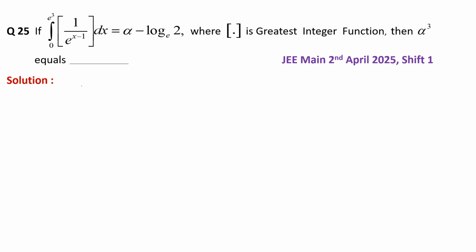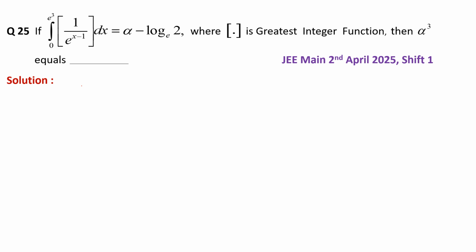It says if integral 0 to e cube GIF of 1 upon e to the power x minus 1 dx equal to alpha minus ln 2, where GIF stands for greatest integer function, then alpha cube equals. Now students, this is an easy but conceptual problem. And basically in this question, we have to find the value of the constant alpha.